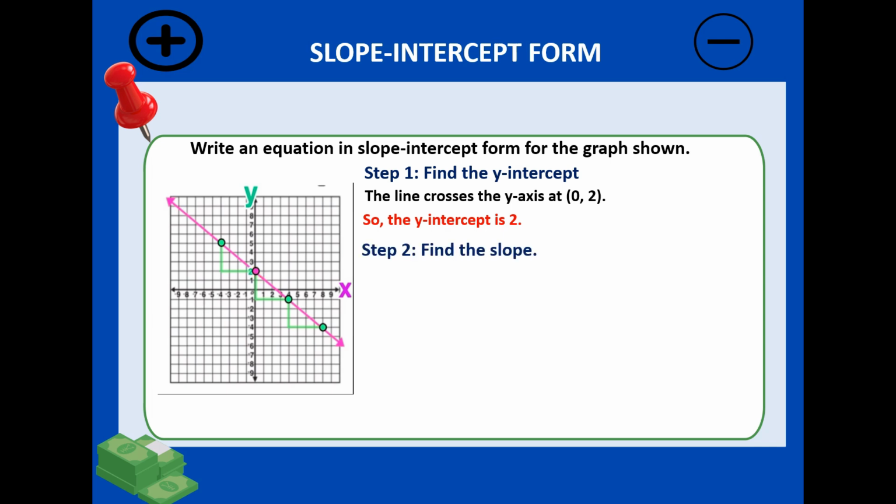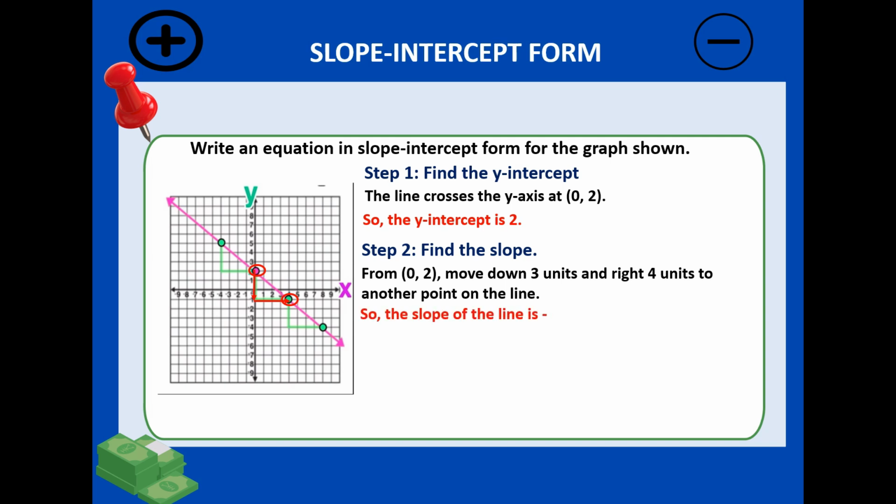Step 2, find the slope. In finding the slope, we can use any 2 points on the line. So we're going to use these 2 points. From point (0, 2), move down 3 units. As you can see, we are moving down. This means that the slope is negative. And right 4 units to another point on the line. So the slope of the line is negative 3/4.